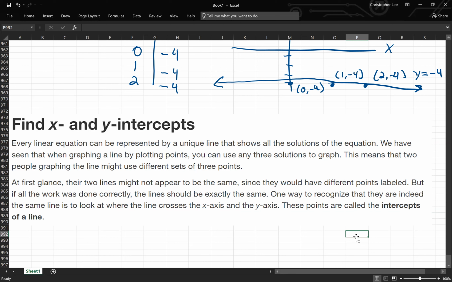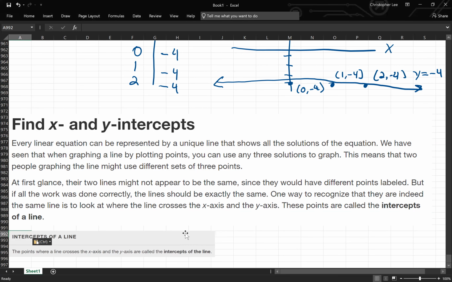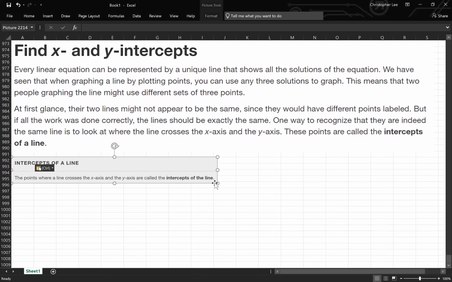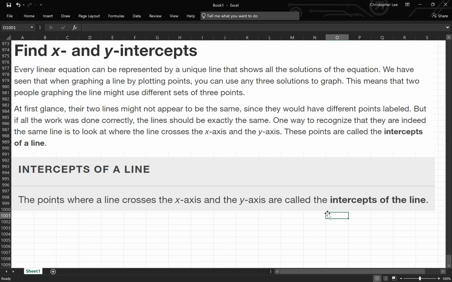One way to recognize that they are indeed the same line is to look at where the line crosses the x-axis and y-axis. These points are called intercepts of a line, right? Really, really important for Math 30. Let's take a look. Intercepts of a line: the points where a line crosses the x-axis and the y-axis are called intercepts of the line.